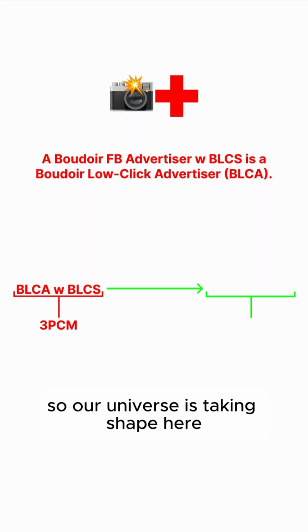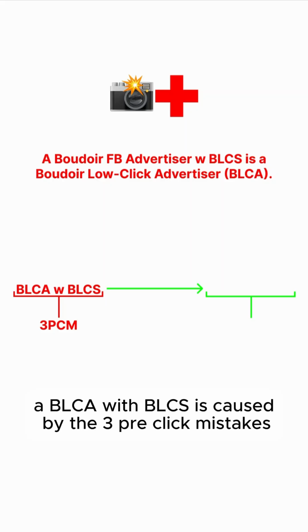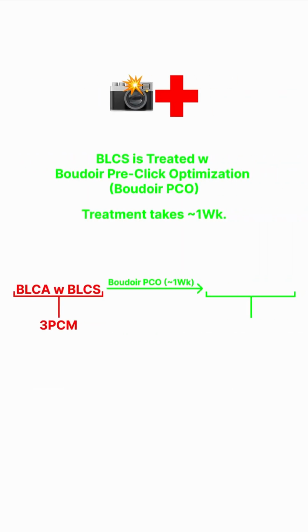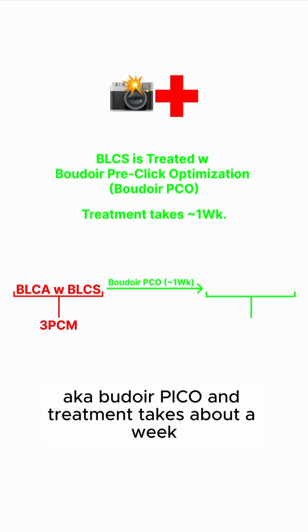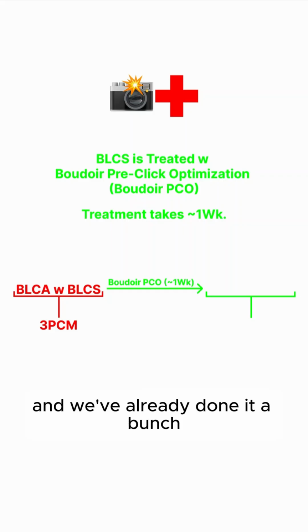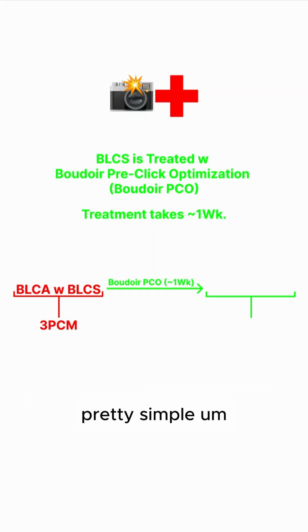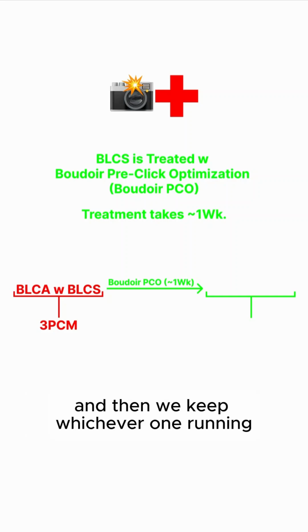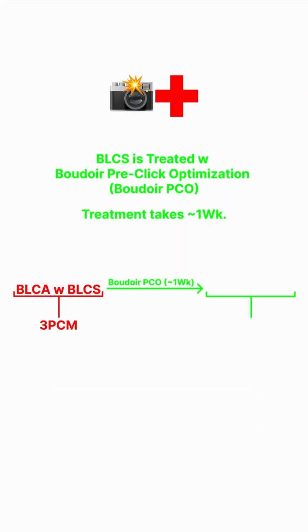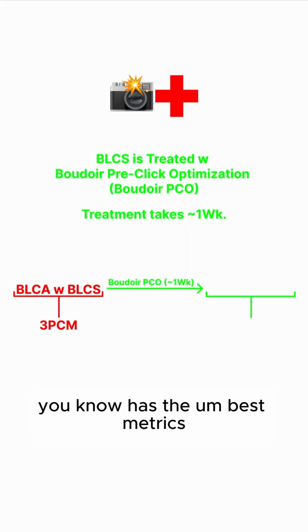So our universe is taking shape here. A BLCA with BLCS is caused by the 3 pre-click mistakes. We also know that BLCS is treated with Boudoir pre-click optimization, aka Boudoir PCO, and treatment takes about a week. We know this because we invented it and we've already done it a bunch. Pretty simple: we leave the original Boudoir Facebook ad, we duplicate it, and we treat the duplicated ad, running it in parallel with the original, and then we keep whichever one has the best metrics.